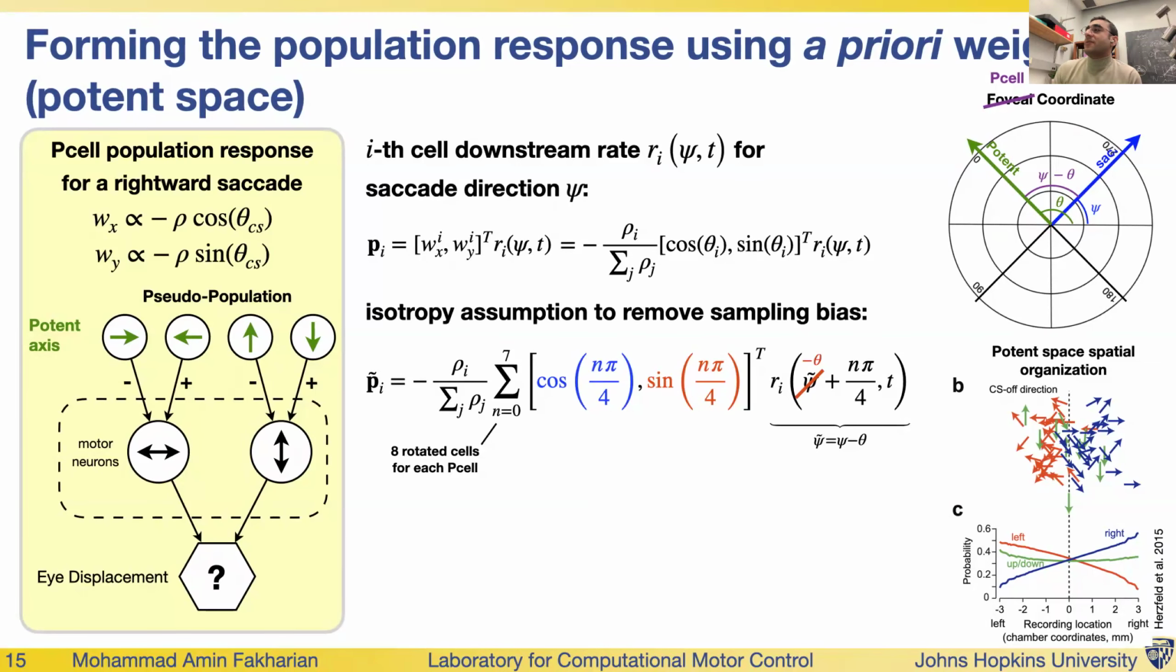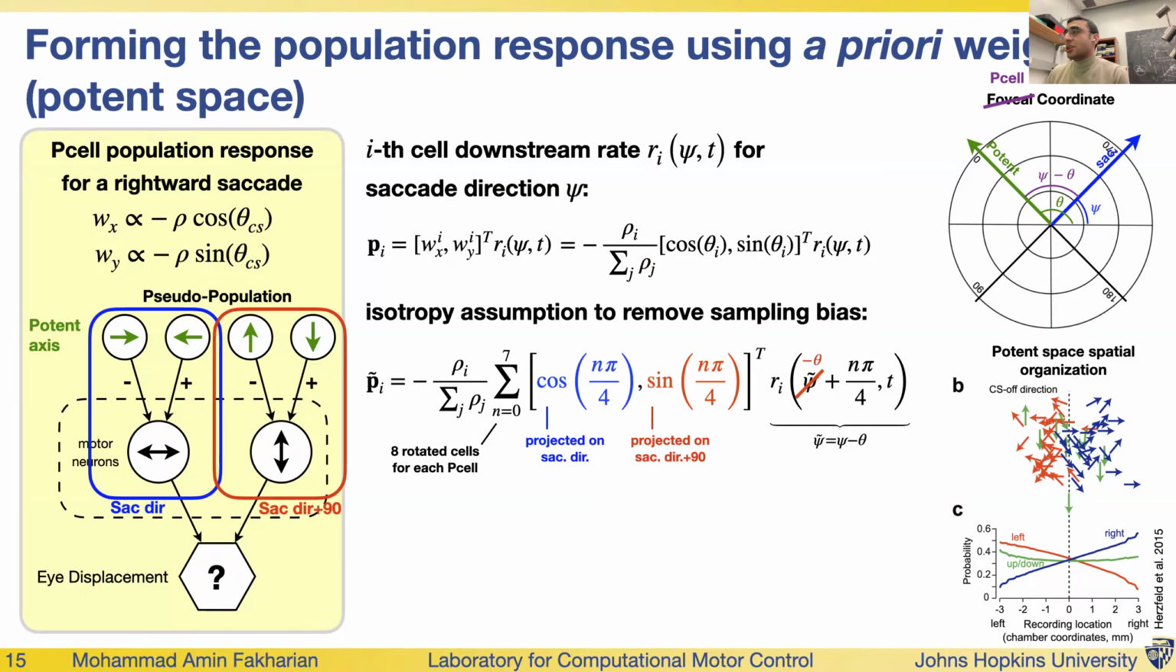And for the purpose of simplifying the problem, we only consider the rightward saccades. And again, mathematically, we can show that because of the isotropy assumption, the population activity is going to be the same for all directions of the saccade. And the cosine and sine terms in turn would turn into projections on the saccade direction and projection on the saccade direction plus 90 degrees. And the population response is going to be the sum of all the P-tilde i pseudo populations that we have for all the neurons.